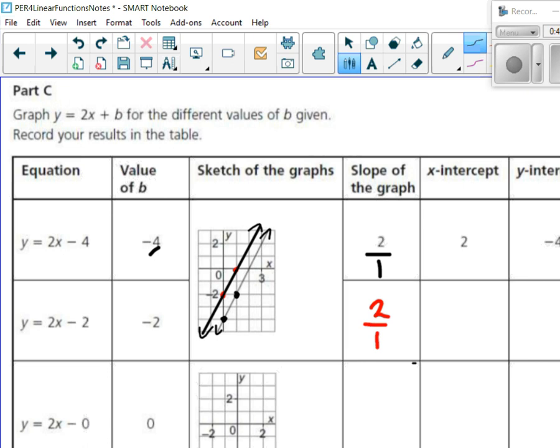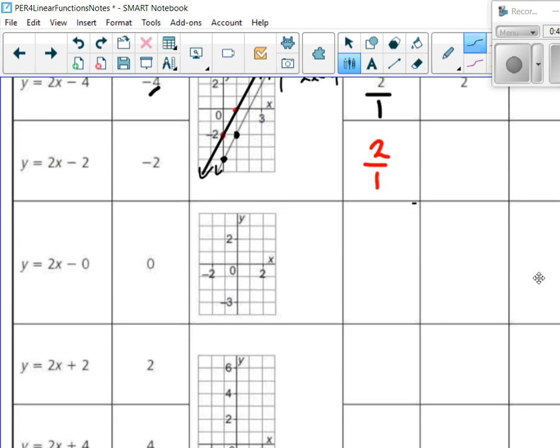So this first one was y equals 2x minus 4. This one is y equals 2x minus 2. How is 2x minus 0 going to work?